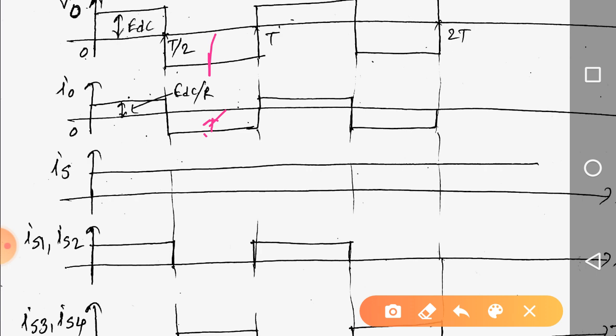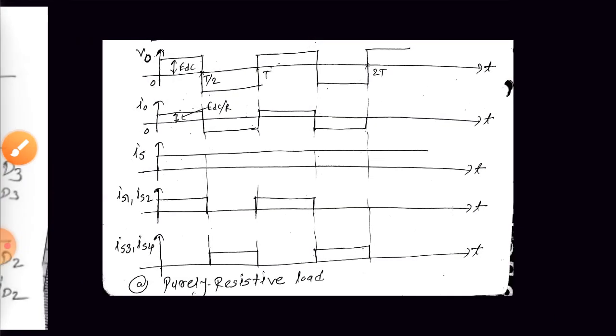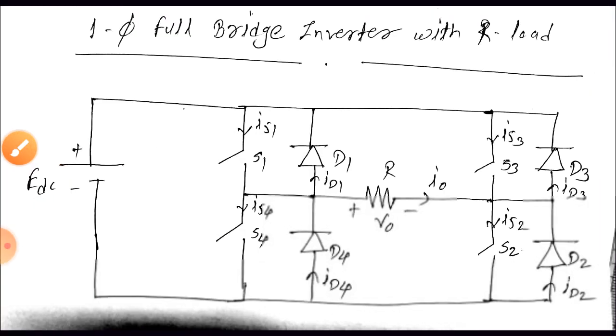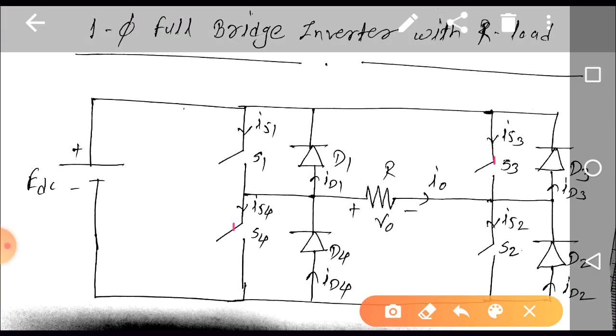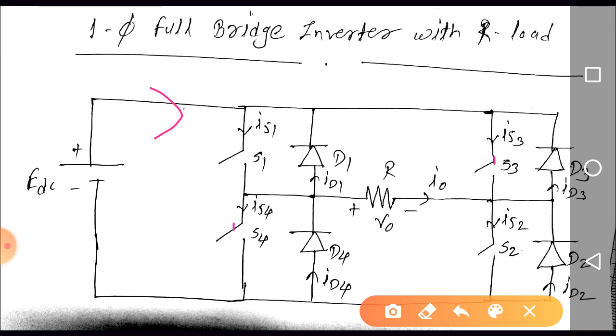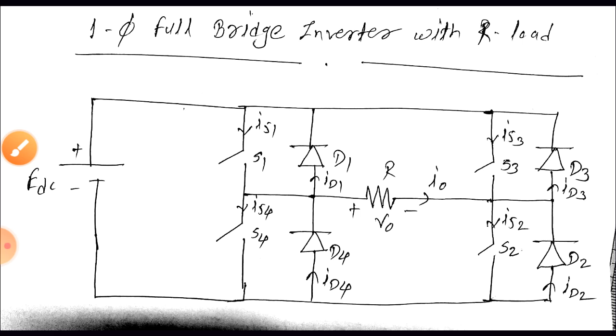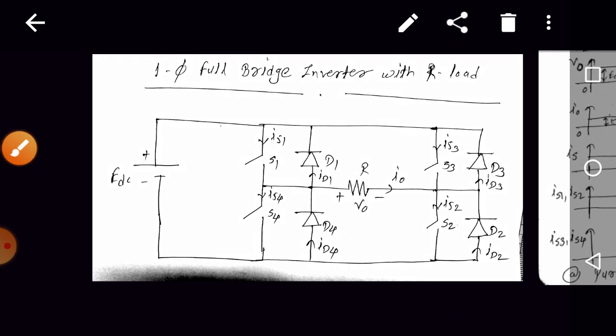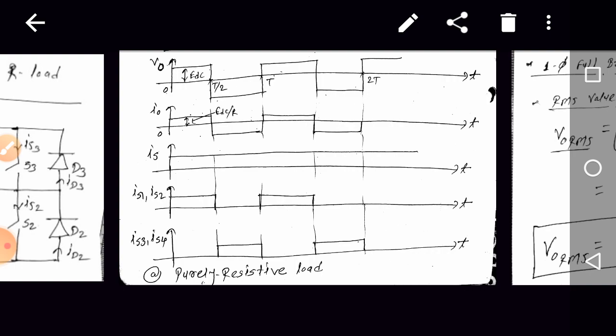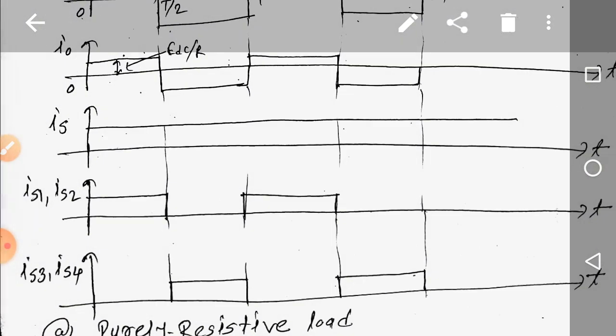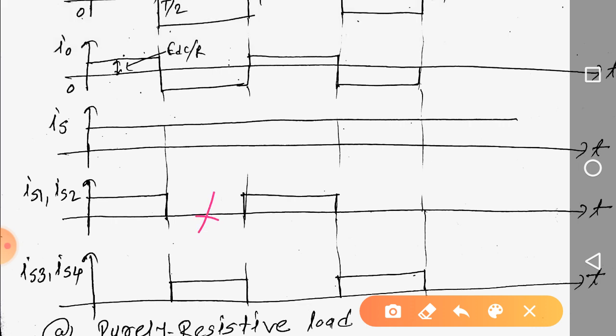Next, but what is the IS? What is the IS direction? Whether IS is same or it is reversed? No, when S3 S4 are in the on state, current IS will be in this direction only, right? When S1 S2 are in the on state, again the direction of the current IS will be same, right? IS3 IS4 will be same as that of the I0, that is EDC by R. What about the IS1 IS2? IS1 IS2 are 0 because these two switches are in the off state.